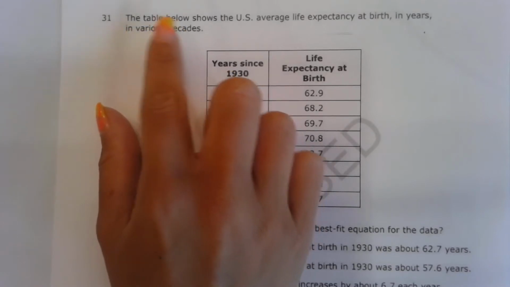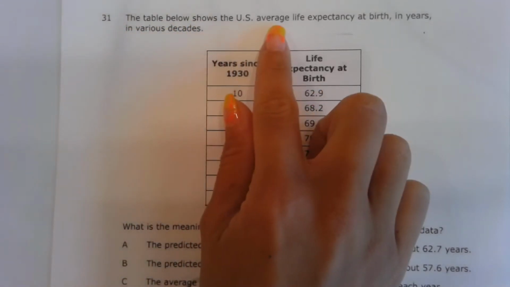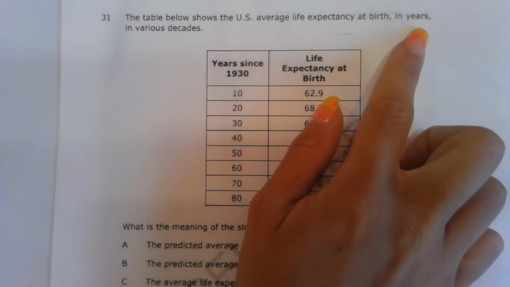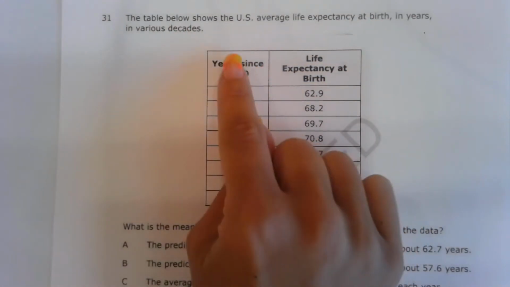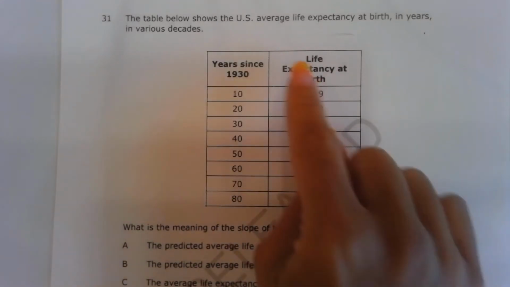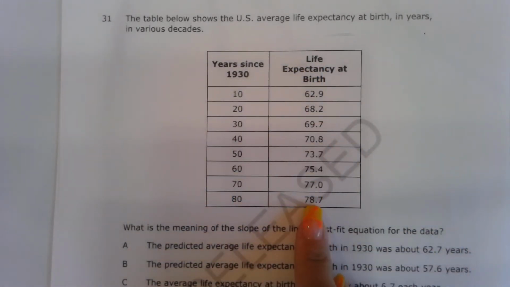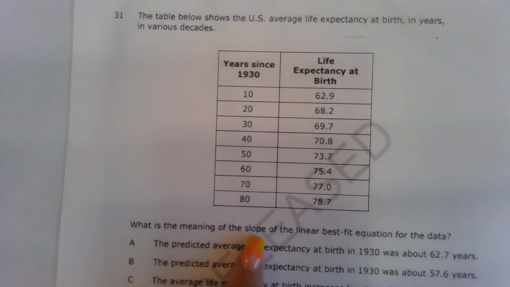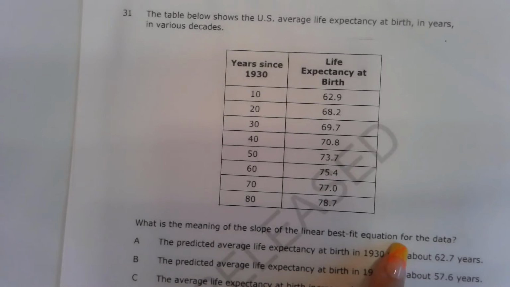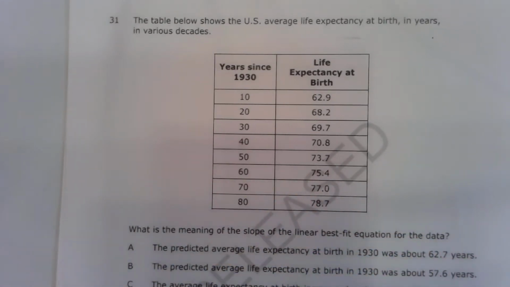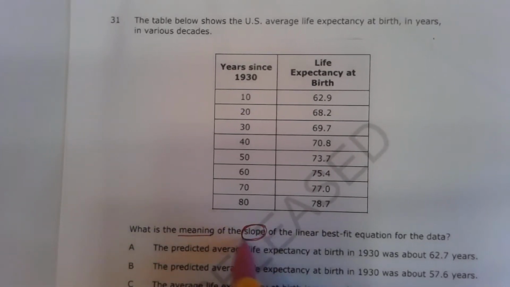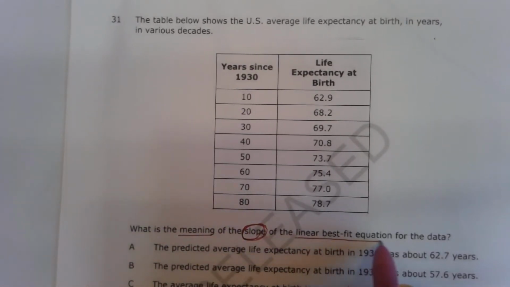So the table below shows the U.S. average life expectancy at birth in years in various decades. So we have years since 1930 and we have life expectancy at birth. So let's see what they're actually asking us to find and what we're supposed to do with it. Let's read the question. What is the meaning of the slope of the linear best fit equation for the data?